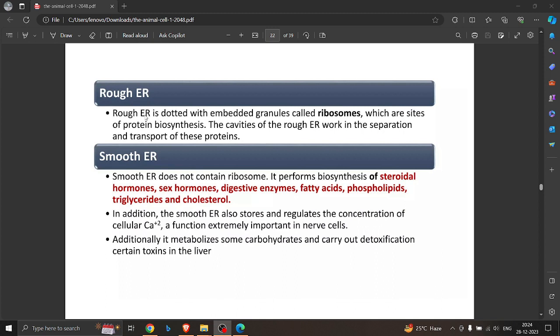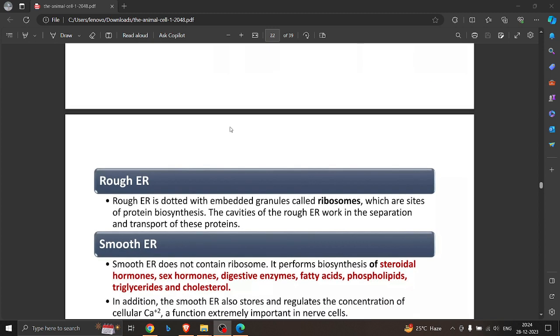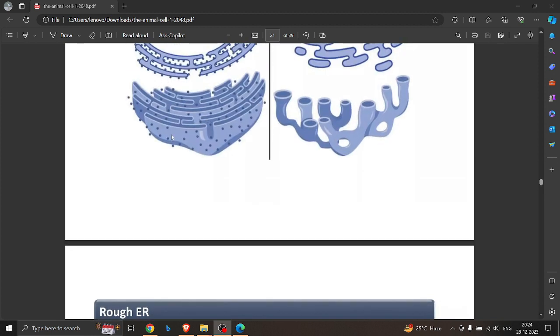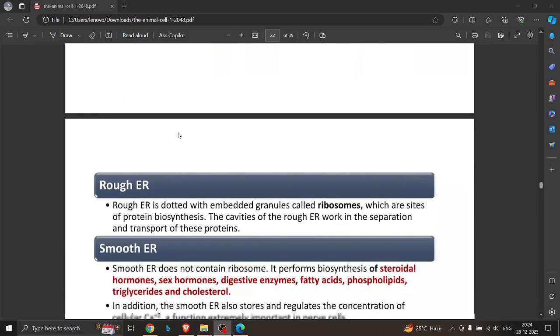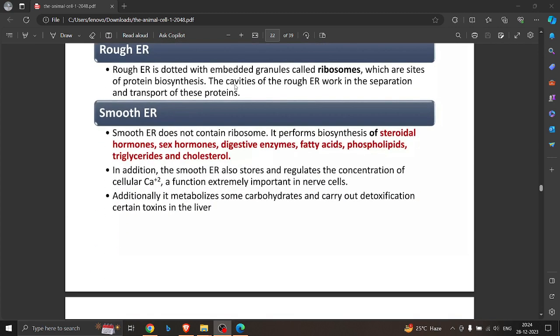Rough endoplasmic reticulum is dotted with embedded granules called ribosomes. You can see here, dotted. And the cavities of the rough endoplasmic reticulum work in the separation and transportation of the proteins.